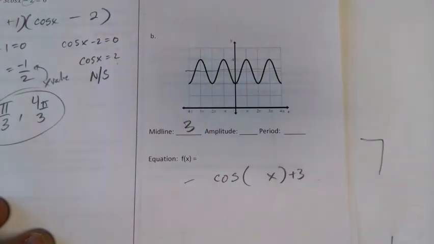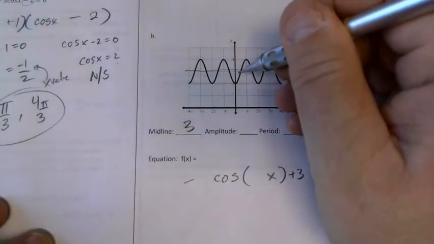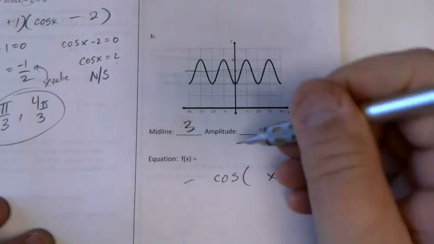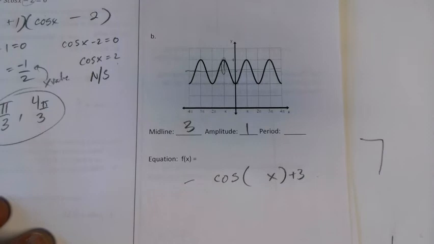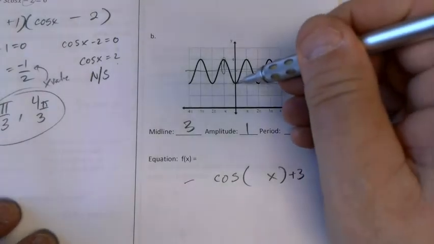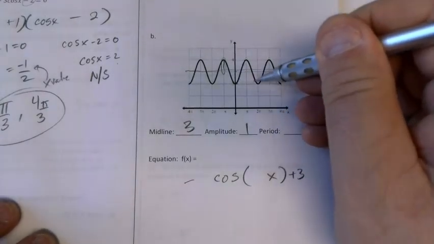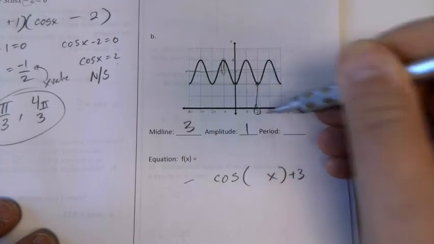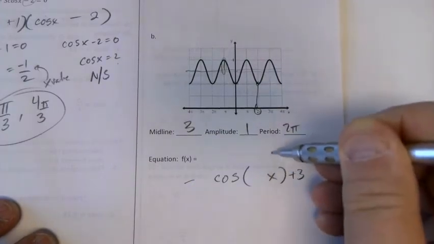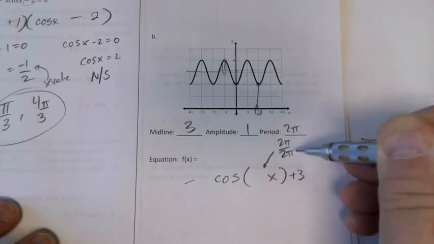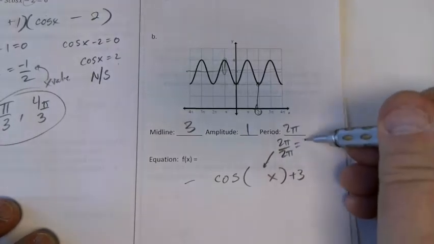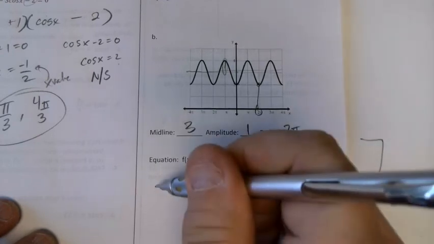The midline is 3. The amplitude, from 3, 2. The amplitude is 1 because it's only 1 distance from there to there. The period, I start here and I wait till I get to that same point right there. The period's 2 pi. So this number inside here is 2 pi divided by the period, which is 2 pi. Well, 2 pi divided by 2 pi is 1. So this is 1x.